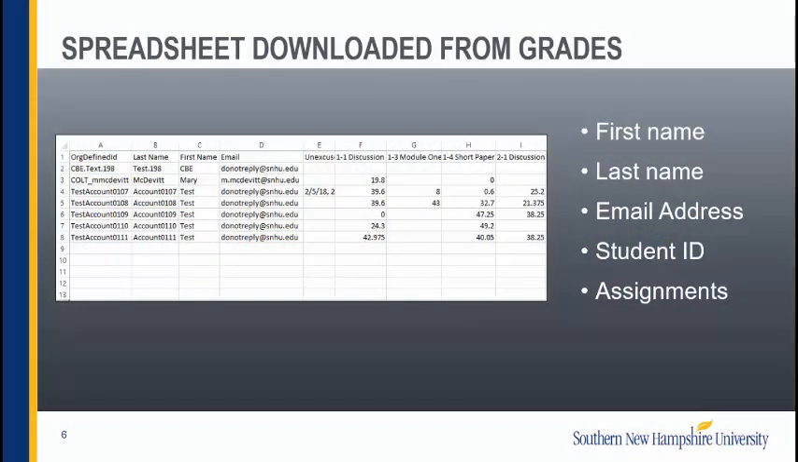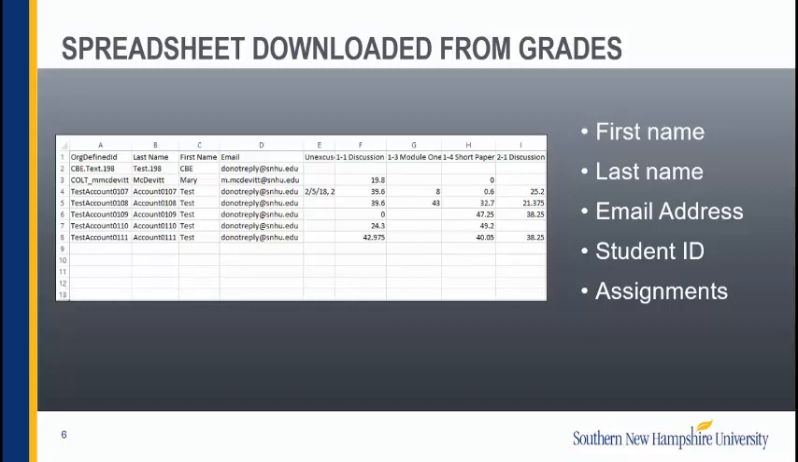This spreadsheet automatically includes the students' first and last names, their email addresses, student ID numbers, and all assignments for the class. You can delete any information you don't feel that you need on the spreadsheet, and you can also add columns to track preferred names, where students reside, academic background, and professional goals and experiences.